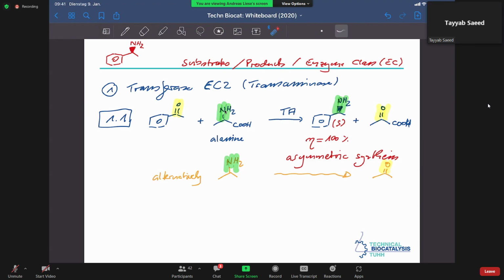So the answer to Ryan's question is, if it's not good enough, I switch over to isopropylamine as the amino donor instead of the alanine, and then I get a side product that I can more easily separate. Okay?